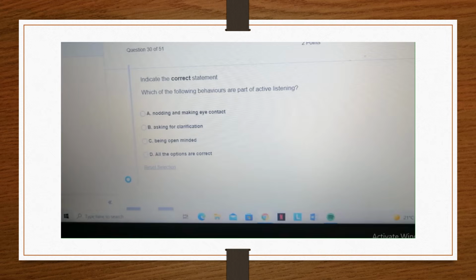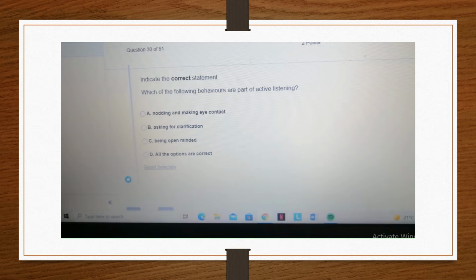Yeah, I think we might get somewhere with that, and we need to do some questions based on calculations, so that you know how to do those calculations when you come across those kind of questions on the exam. So yeah, 30 says indicate the correct statement. Which of the following behaviors are part of active listening?